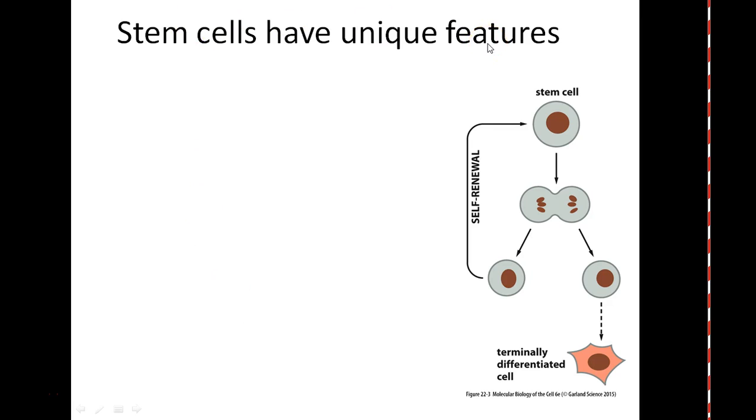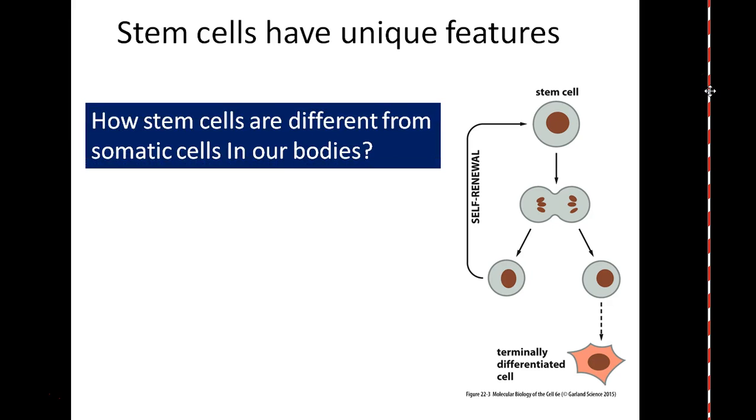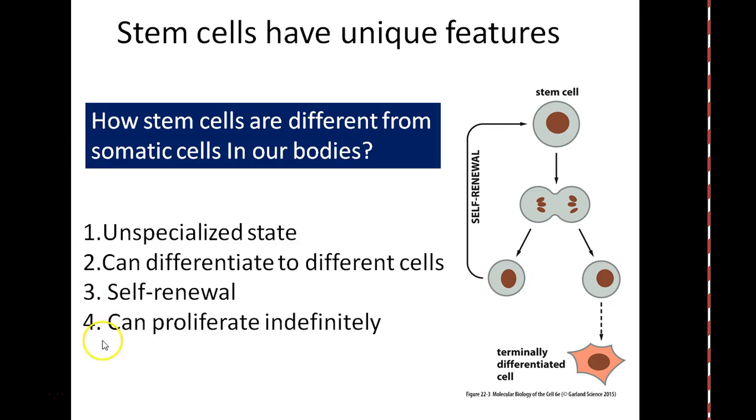But first, in order to understand stem cell biology, we have to understand what the unique features of stem cells are by comparing them to somatic cells. So how are stem cells different from somatic cells in our body? And these are 4 key unique features, and you have to absolutely know those 4 key unique features for the exam. So first of all, the stem cell, like shown here, is a cell that is unspecialized.